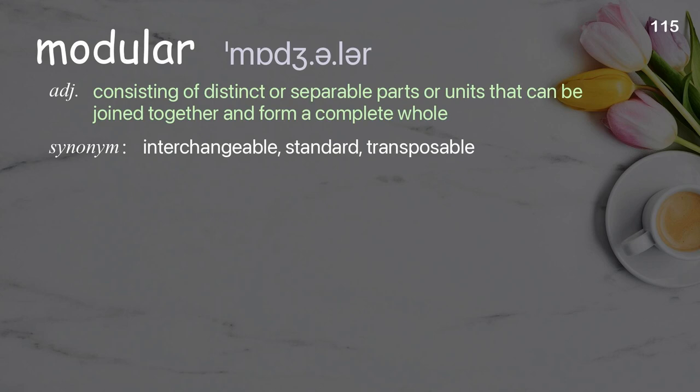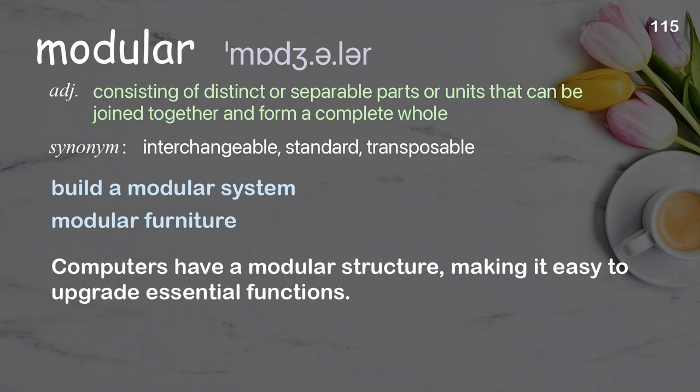Modular. Consisting of distinct or separable parts or units that can be joined together and form a complete whole. Examples. Build a modular system. Modular furniture. Computers have a modular structure, making it easy to upgrade essential functions.